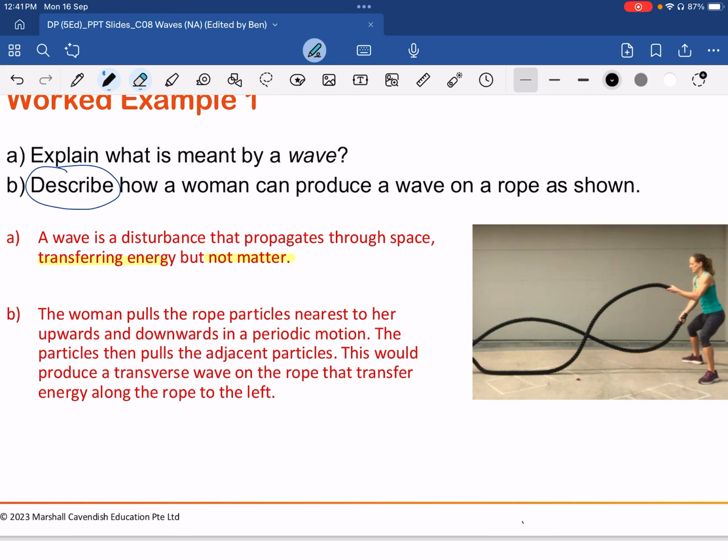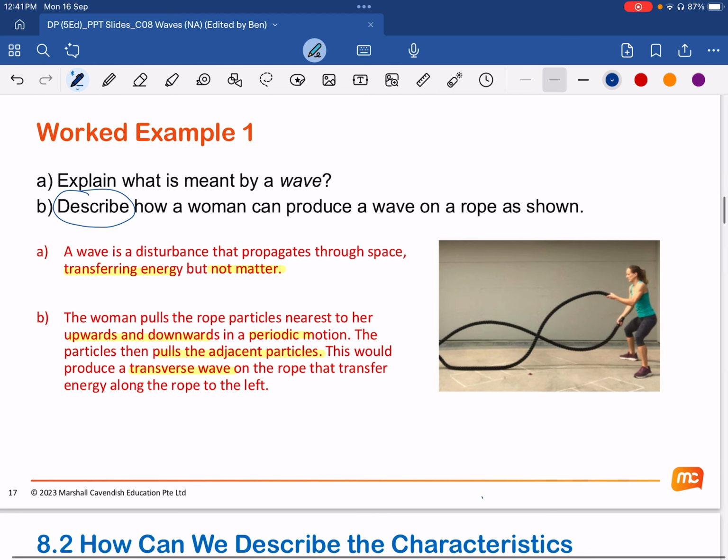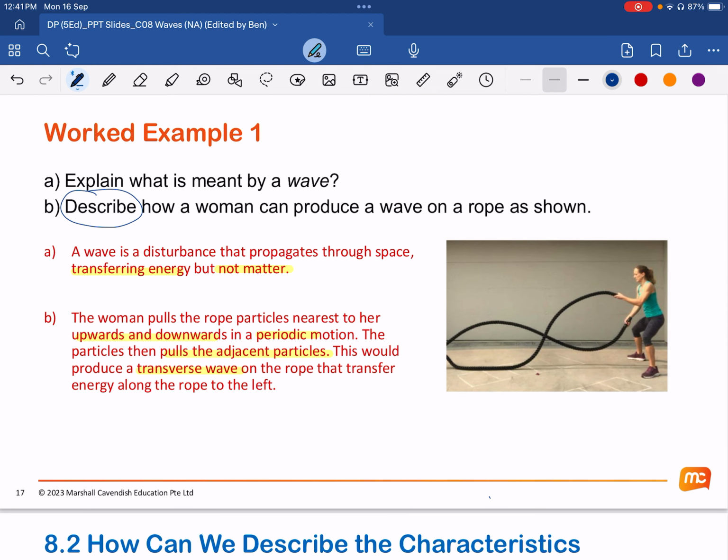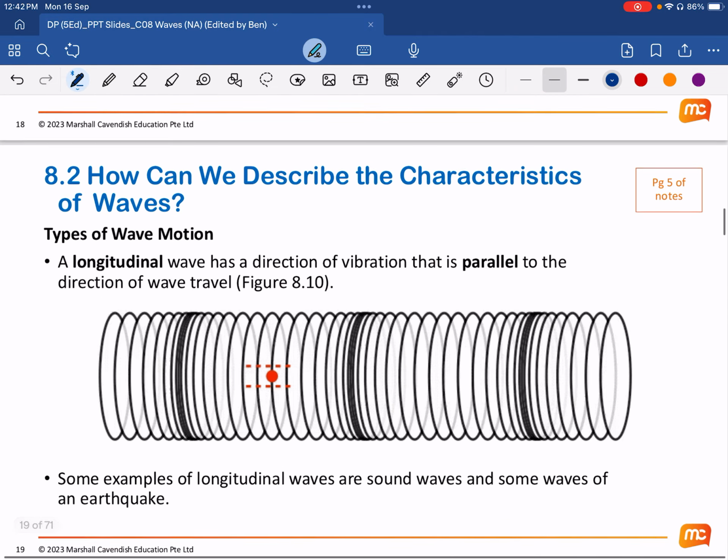So, based on this answer, pulling the rope upwards and downwards in a periodic motion. Okay, and then the particles nearest to her will pull the adjacent particles and then produce a transverse wave that transfers energy. Okay, so again, please pause the video yourself to look at the answers. Okay, if not, we're going to go on to the next example question.